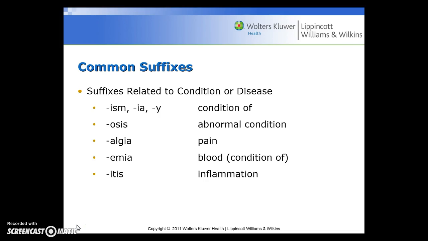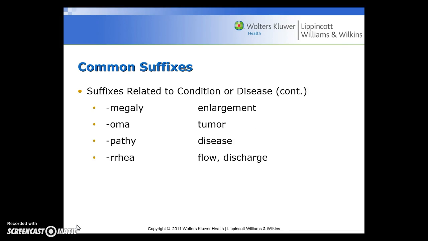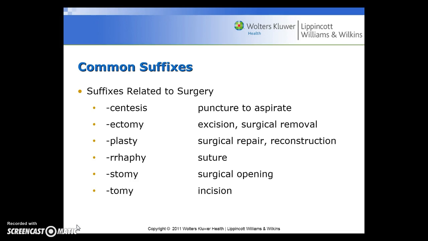Some common suffixes related to conditions or diseases include -ism, -ia, and -y, a condition of; -osis, an abnormal condition; -algia, a pain; -emia, a condition of the blood; -itis, an inflammation; -megaly, an enlargement; -oma, a tumor; -pathy, a disease; and -rhea, a flow or discharge.